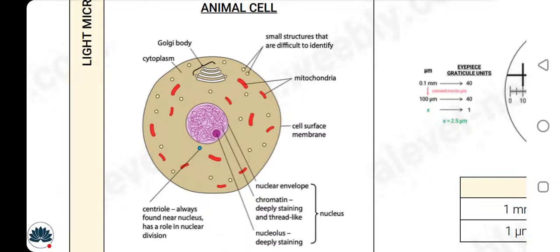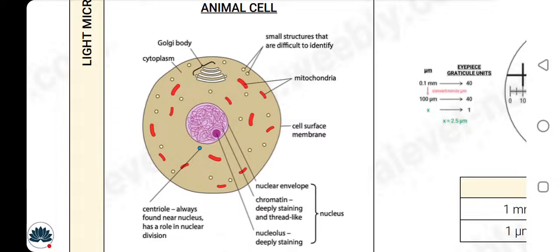Small structures that are difficult to identify, these are ribosomes, obviously. Centriole is always found near the nucleus and has a role in nuclear division. If you haven't watched the video of the live session of the mitotic cell cycle, which is chapter number 5 of your Biology AS 9700, just go through and watch it, where I was explaining the centriole in detail, what the role of the centriole is in the nuclear division called mitosis.